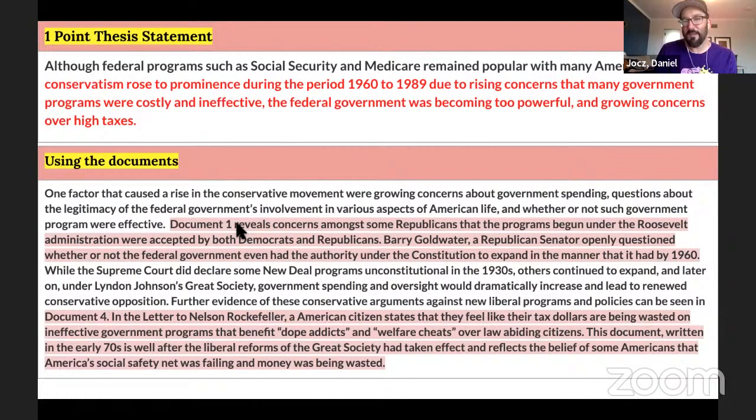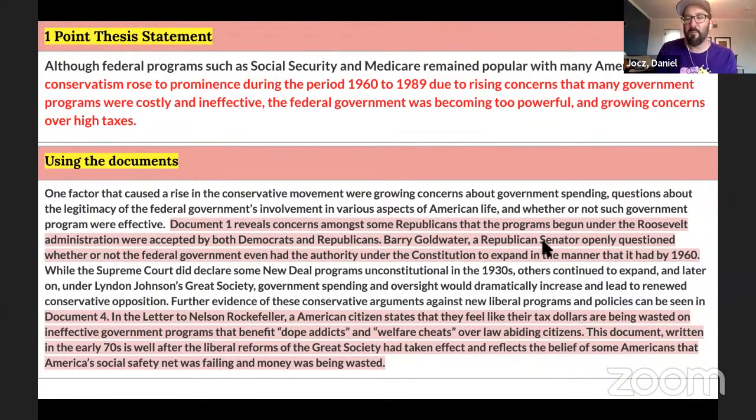Document 1, and I know some teachers say, don't say document 1, say Barry Goldwater's speech or Barry Goldwater's book. It doesn't matter. If you say document 1, you'll get a point if you do it well. If you call it by name, you'll get a point if you do it well. You ain't got time to worry about style at this point, and you don't get graded for style here. So it reveals concern among some Republicans that the programs begun under the Roosevelt administration were accepted by both Democrats and Republicans. So that's one thing he said, is that the Republican Party has lost its way.